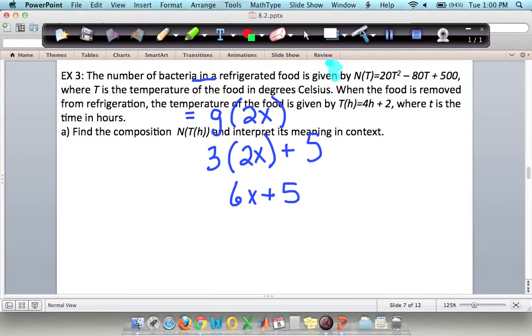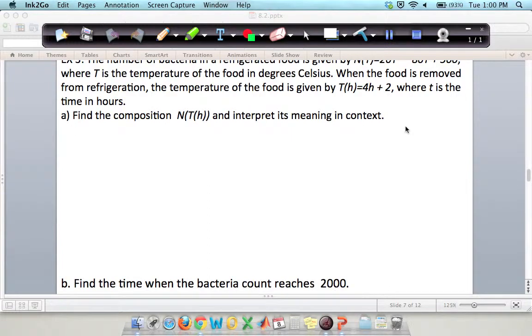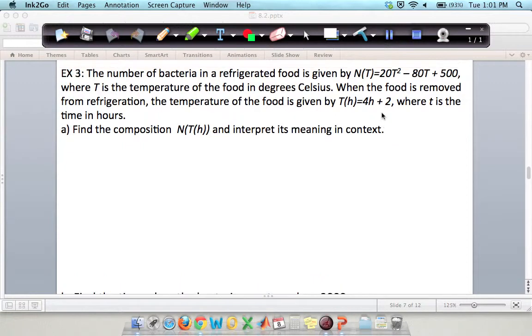Let's look at an example where we're going to use this composition of functions. It says the number of bacteria in a refrigerated food is given by N of t equals 20t squared minus 80t plus 500, where t is the temperature of the food in degrees Celsius. When the food is removed from refrigeration, the temperature of the food is given by T of h equals 4h plus 2, where h is the time in hours. Find the composition and interpret its meaning.